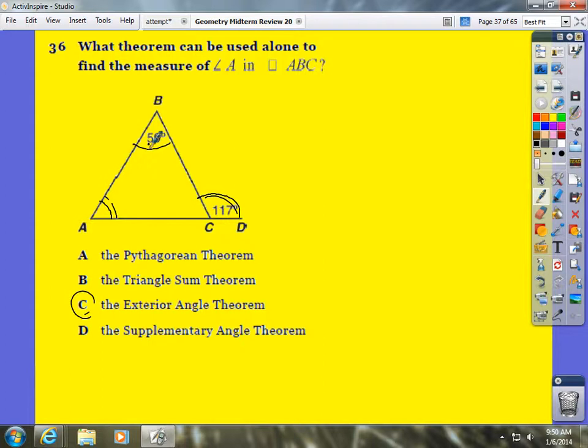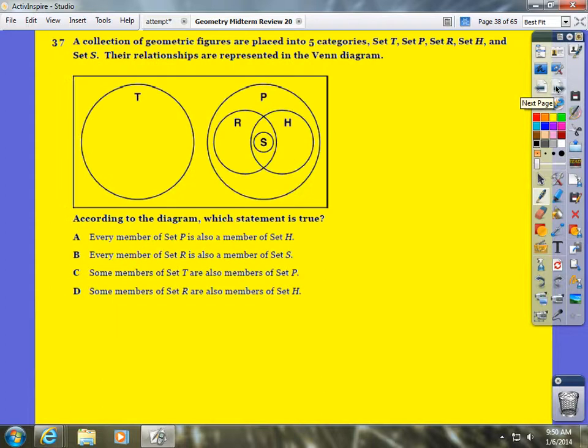Okay, a collection of geometric figures is placed into 5 categories. Their relationships are represented. Okay, I love Venn diagrams. According to the diagram, which statement is true? Every member of set P is also a member of set H. Well, no, because you've got these over here that are in R that are not in H. So no, A doesn't work.